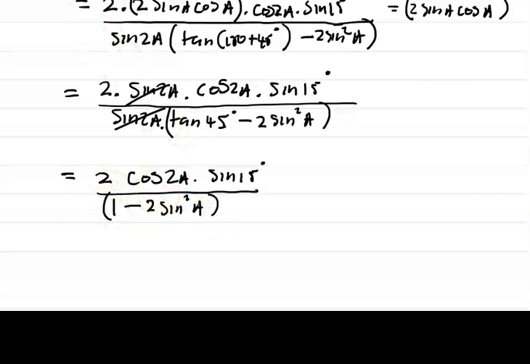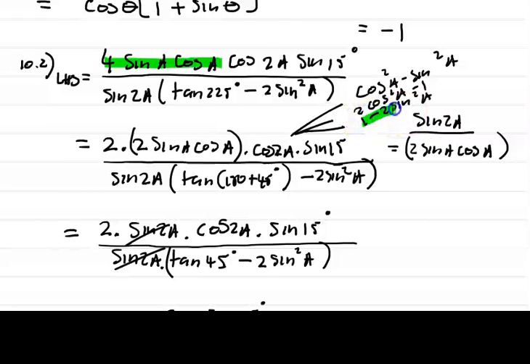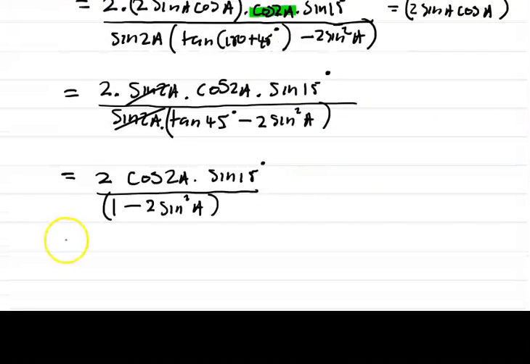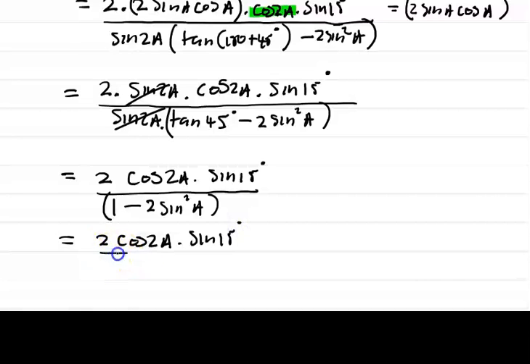Now if you look very carefully at the expansions that I wrote down, 1 minus 2 sine squared A is equal to cos 2A. So therefore we can now write, so that will equal 2 cos 2A times sine of 15 degrees all over cos 2A. So cos 2A cancels with cos 2A, which will leave us with sine of 15 degrees.